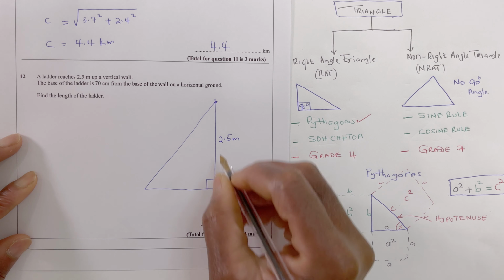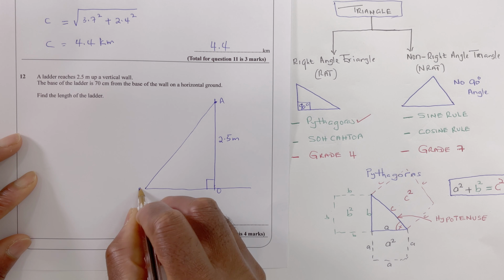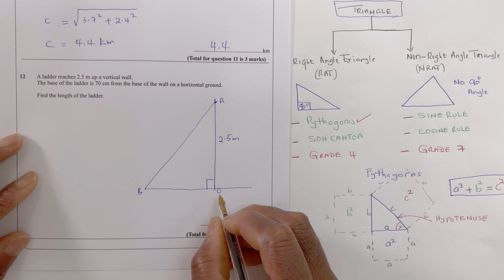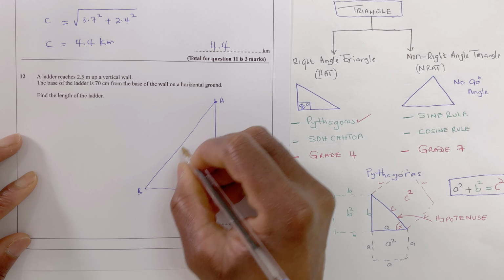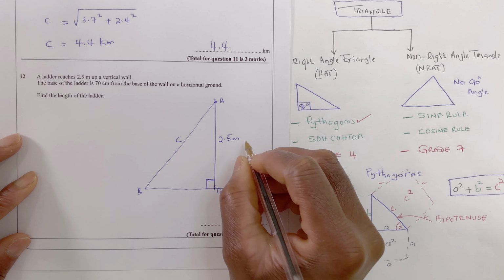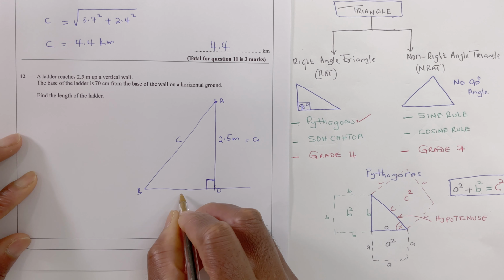So let's call that A, and this B. And so this is the right angle. So this is your ladder. The longest side is going to be this. So let's call that C. And we could call that A, and we could call this B here.